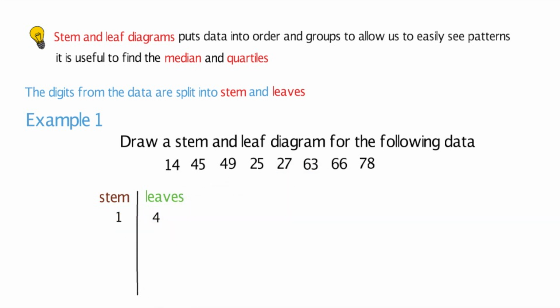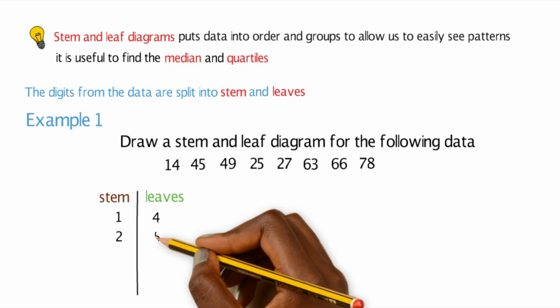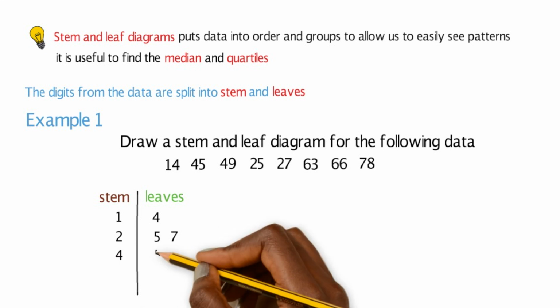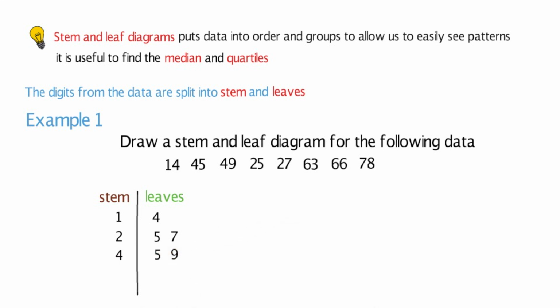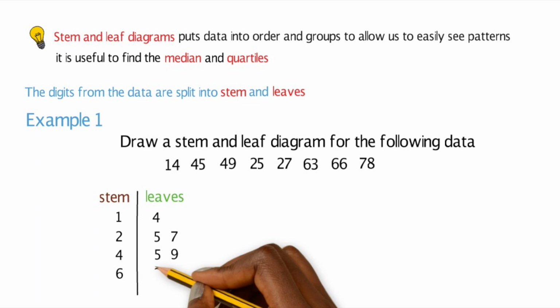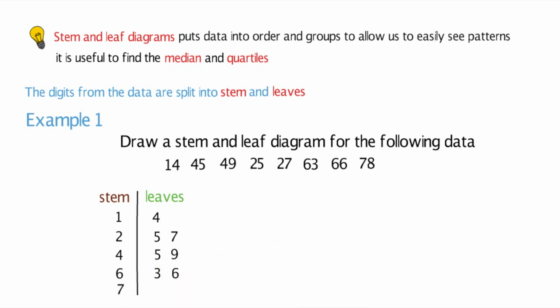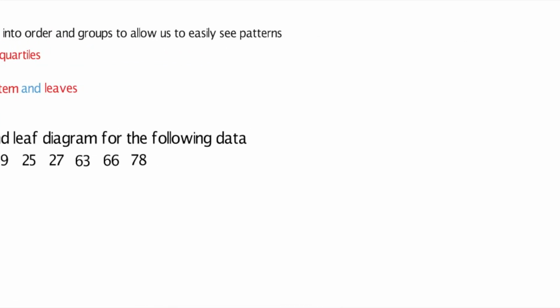So your stem is your tens. So for instance 14, the 1 would go in stem and the 4 would go in leaves. And then after 1 goes the 2 because we've got our 20s there. And notice how, on the leaf sides it's in number order from smallest to largest. So for instance 5 then 7, 5 then 9 for the 40s and so on. So this is how we write it.